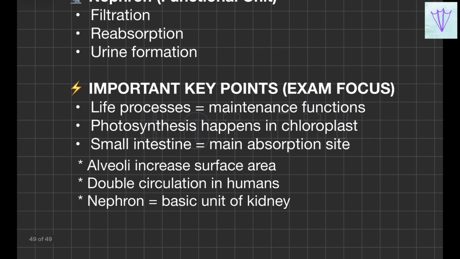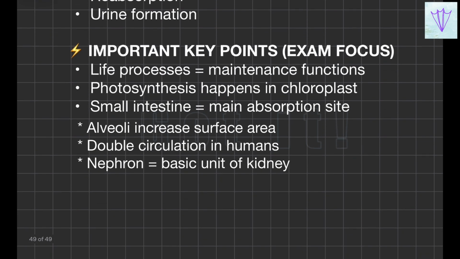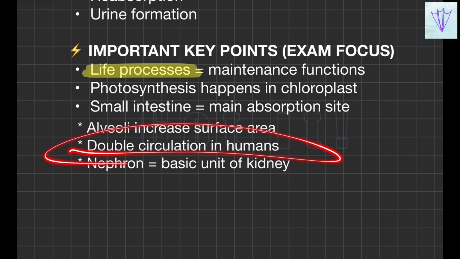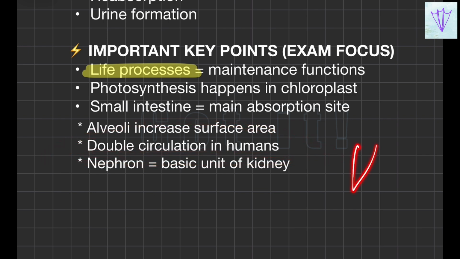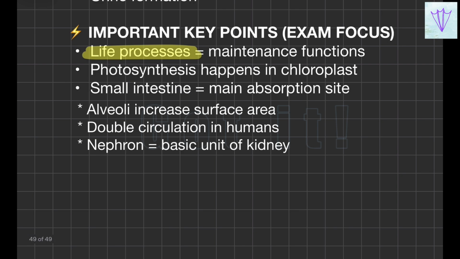So the important key points which you have to focus on for examination include life processes, that is maintenance functions. Photosynthesis happens in the chloroplast. The small intestine is the main absorption site. Alveoli increase the surface area for the exchange of gases, and there is a double circulation of blood in humans. And then we have the nephron, which is the basic unit of the kidney. So with these basics of this chapter sorted, we'll go to the important questions relating to this chapter and the previous year questions as well.